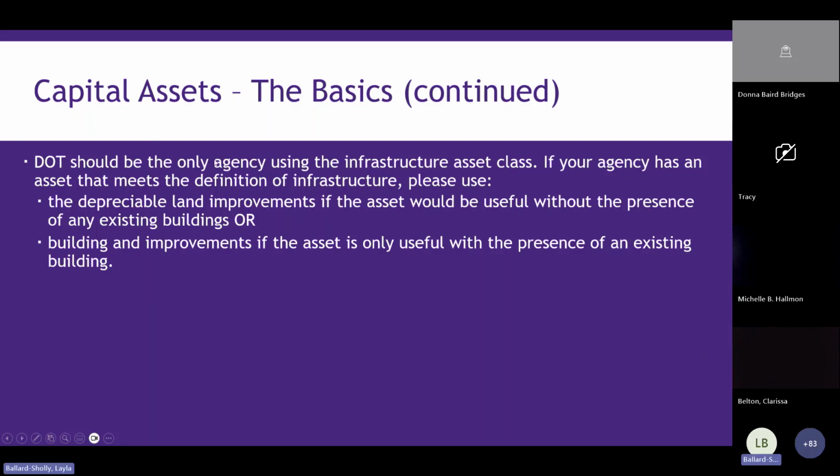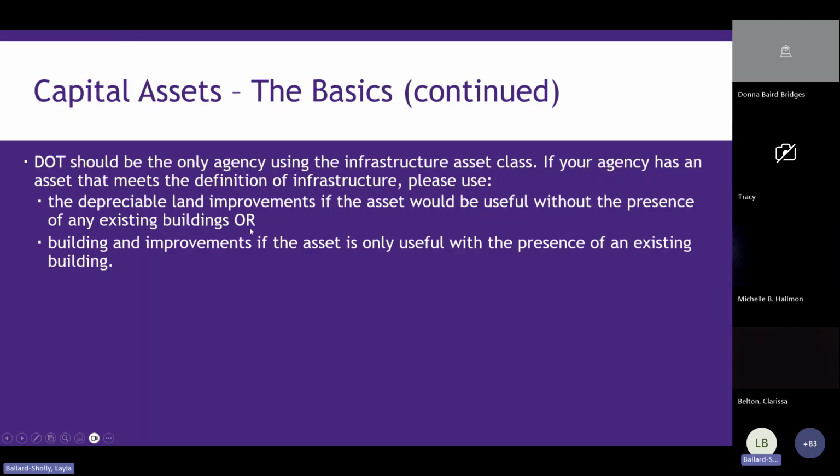So one asset class that we have on the aquifer, apparently some agencies in here have on their books, is infrastructure. But infrastructure should only be used by DOT. No other agency is supposed to use this asset class, and I have seen where a few agencies are using this asset class. I may contact you at some point to try to fix that. But just for the future, if your agency has something that kind of meets the definition of infrastructure, please use depreciable land improvements. And that, again, would be something that the asset would be useful without the presence of any existing buildings, or use building improvements if it's only useful with the presence of an existing building. Again, please do not use this asset class going forward.